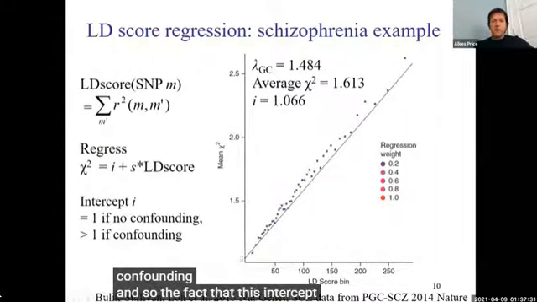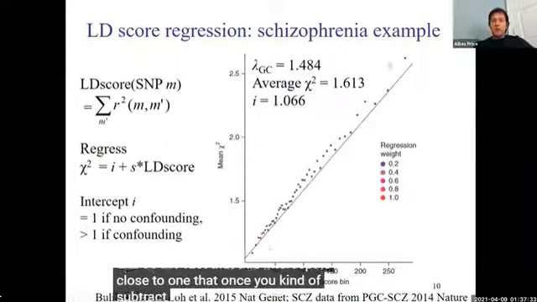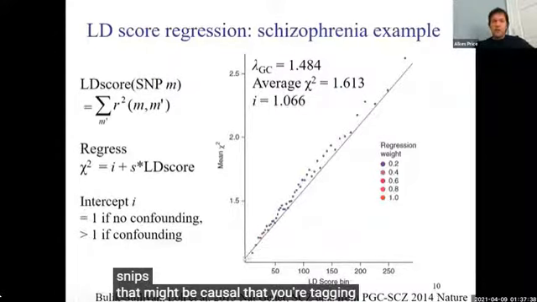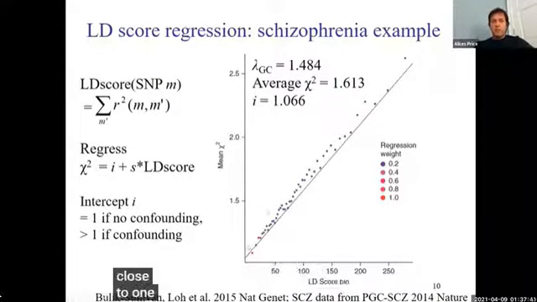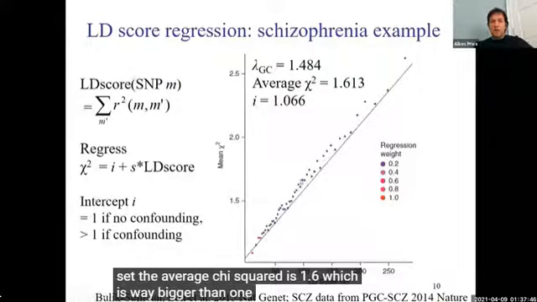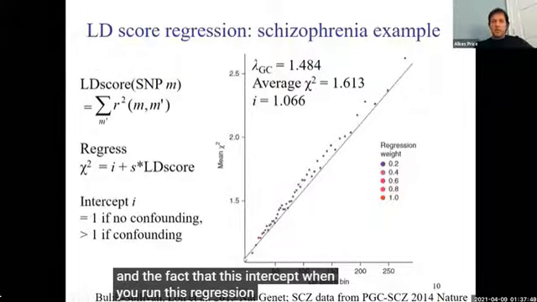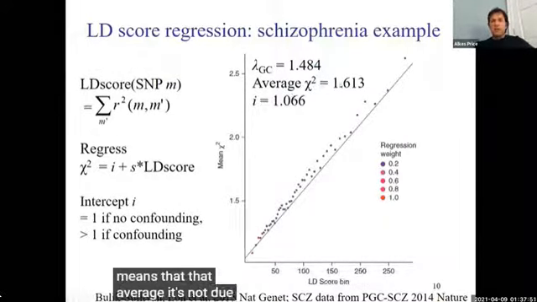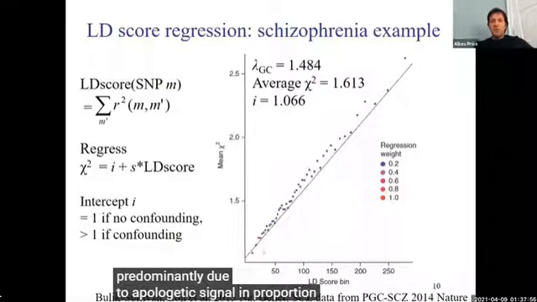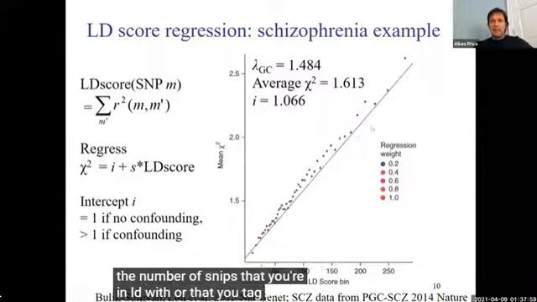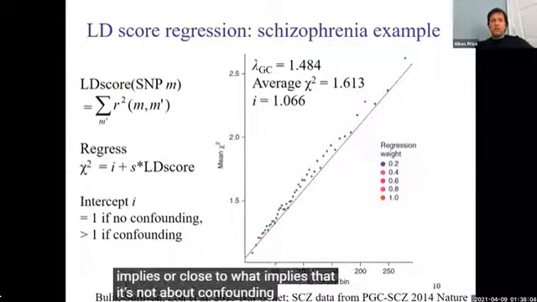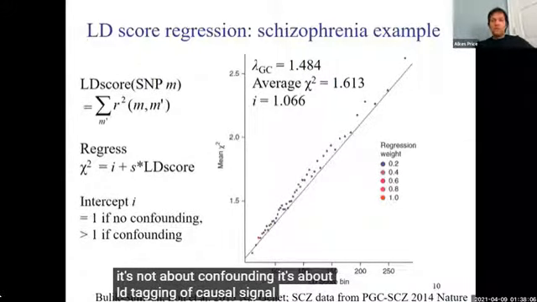And so the fact that this intercept is close to 1, once you subtract out the effect of LD and you're not in LD with a ton of other SNPs that might be causal that you're tagging, then your average chi-squared is close to 1. So averaged across the entire data set, the average chi-squared is 1.6, which is way bigger than 1. And the fact that this intercept, when you run this regression, comes out to 1 means that on average, it's not due to confounding. It's predominantly due to polygenic signal in proportion to the number of SNPs that you're in LD with or that you tag. And the fact that this intercept is close to 1 implies that it's not about confounding, it's about LD tagging of causal signal.